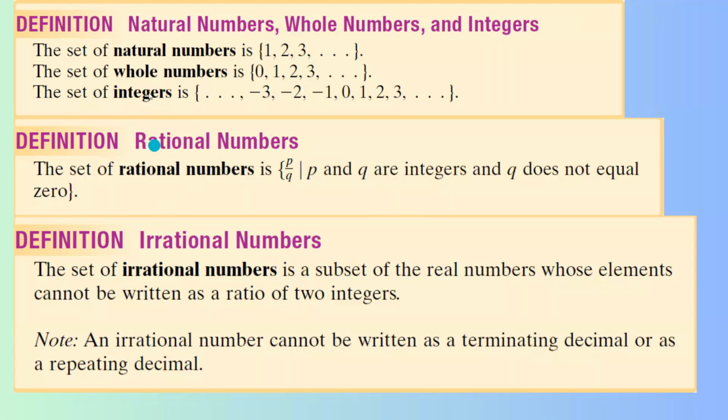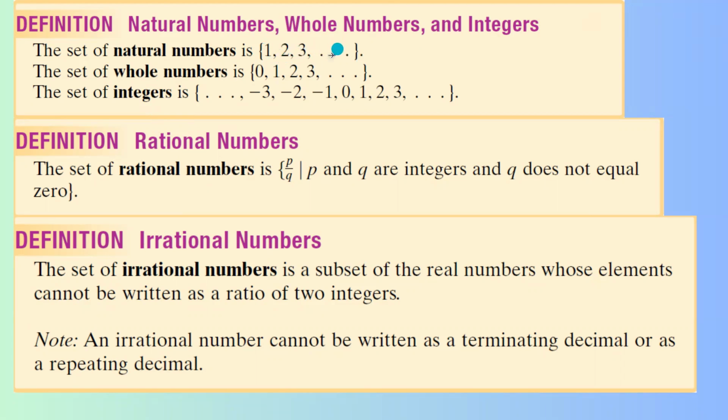Let's talk about number systems. Natural numbers, whole numbers, and integers. Natural numbers, or counting numbers, start at 1, then 2, then jump to 3, and so on. There are gaps in between these numbers.